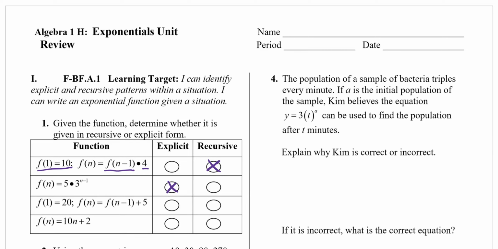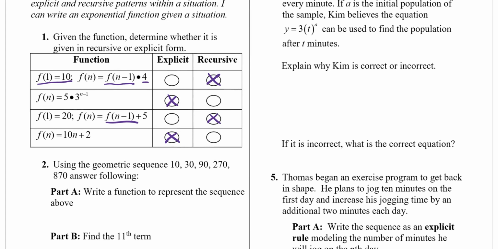The third one, again, that's back to recursive because I can see I need to know the previous term to get the next one. That's recursive. And finally, f of n is equal to 10n plus 2. That's going to be explicit once again.